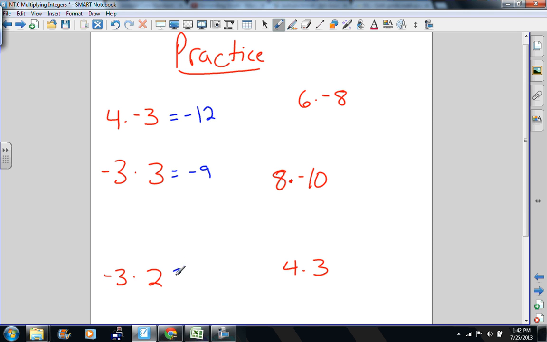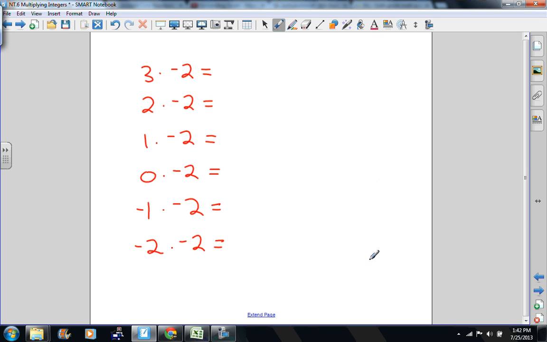-3 times 2 is -6. 6 times -8, if the negative's on the right side, it doesn't matter. It's still -48. 8 times -10 is -80. And then the curveball, 4 times 3 is just 12. Doesn't change anything we've already learned. So, if we know that 3 times -2 is -6. 2 times -2 is -4. 1 times -2 is -2. So these are increasing by 2. 0 times anything is 0.